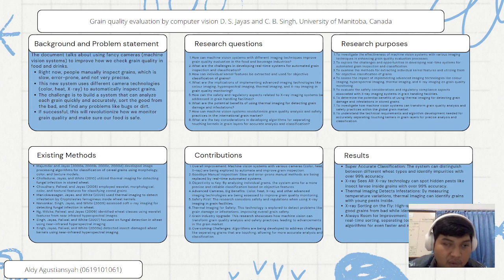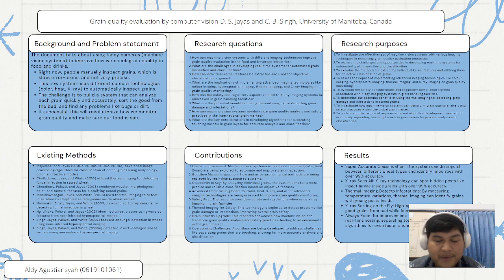Ng, Wilcke, Paliwal, and Jayas identified wheat classes using wavelength features from near-infrared hyperspectral images. Singh, Jayas, Paliwal, and White focused on fungal detection in wheat using near-infrared hyperspectral imaging. Singh, Jayas, Paliwal, and White also detected insect damage in wheat kernels using near-infrared hyperspectral imaging.